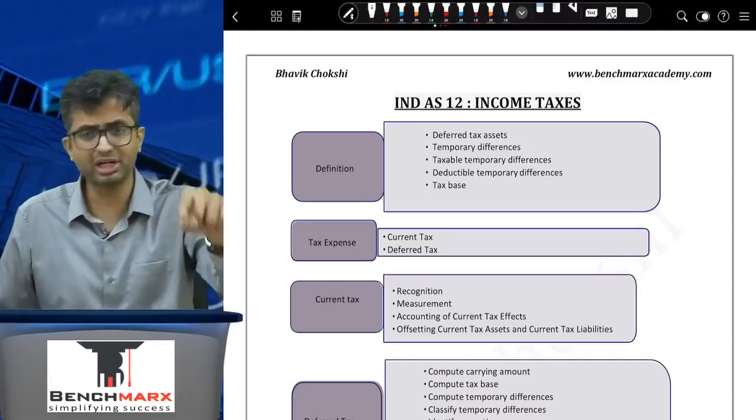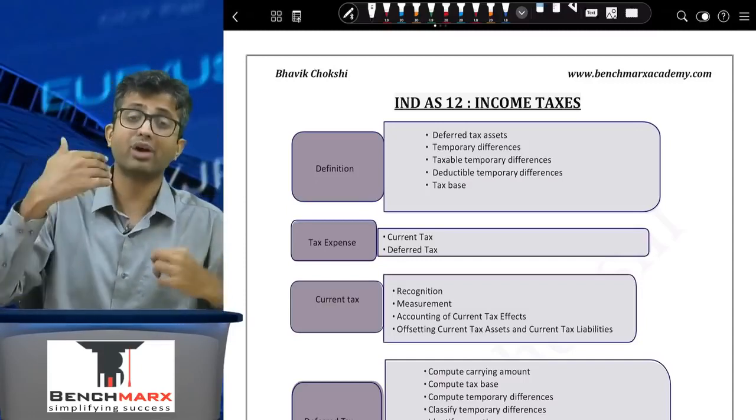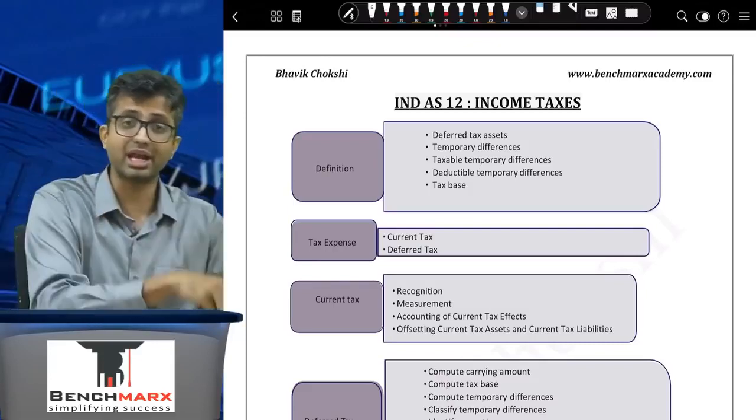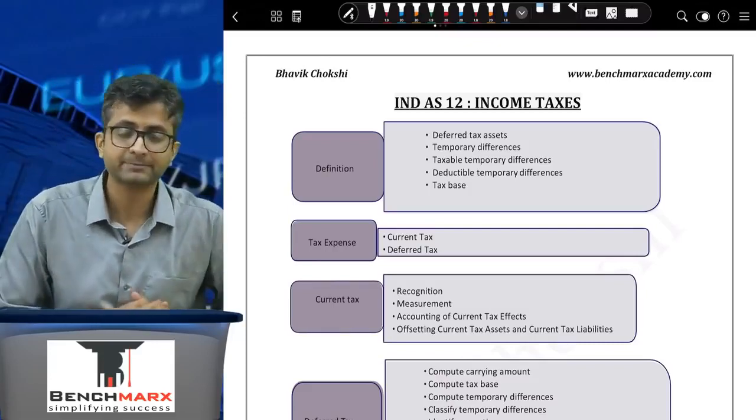The tax rate for current tax should be the tax applicable in the current year. For deferred tax, it is a tax which is applicable in future financial years, which has been enacted or substantially enacted till the balance sheet date.